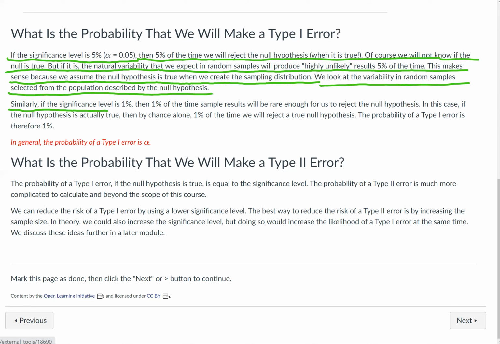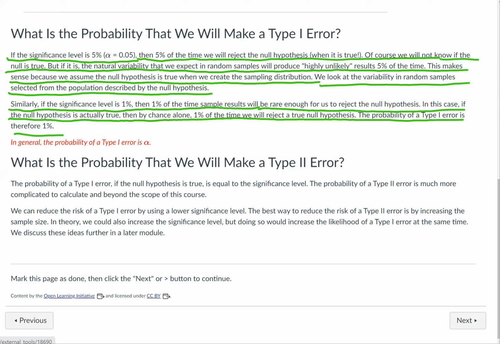Similarly, if the significance level is 1%, then 1% of the time, sample results will be rare enough for us to reject the null hypothesis. In this case, if the null hypothesis is actually true, then by chance alone, 1% of the time, we will reject the true null hypothesis. The probability of a type 1 error is therefore 1%. So in general, the probability of a type 1 error is alpha.